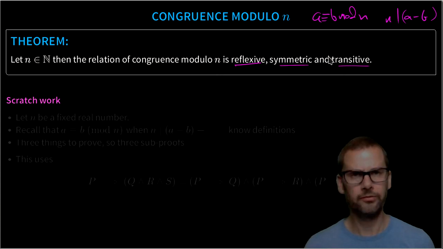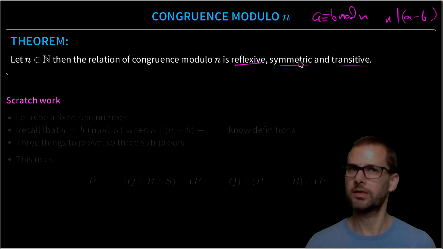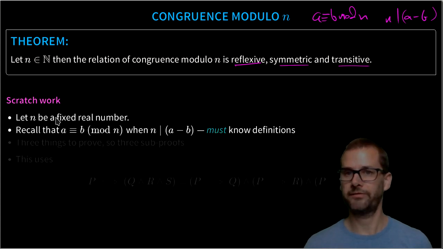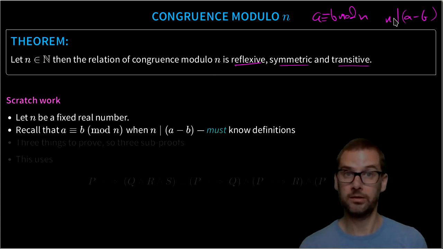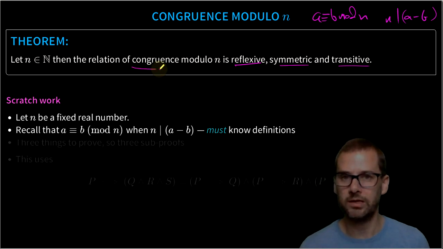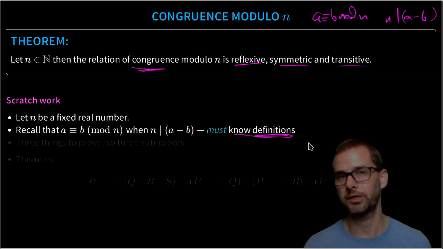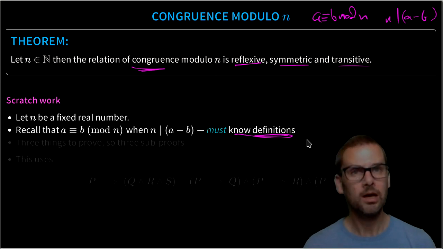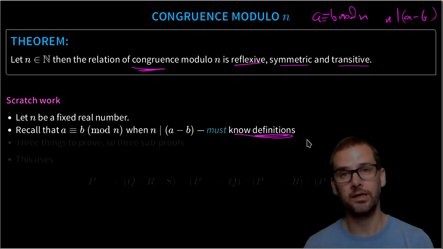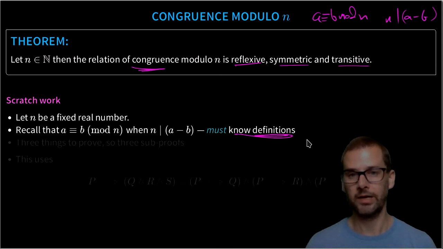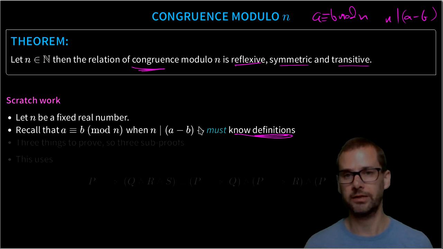So we need to prove this. Okay? It's not immediately obvious. This doesn't take too much work, but we do need to prove it. So scratch work. Let n be a fixed real number. Recall that A is congruent to B mod n when n divides A minus B. And of course, in order to work with this theorem, which is about congruence, we have to know our definitions. So please do make sure you remember these basic definitions, commit them to memory. Because if you don't know the definitions precisely, you're really not going to be able to prove anything. Okay? So it's very important that we actually remember definitions very, very precisely.